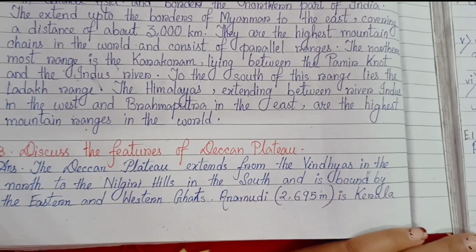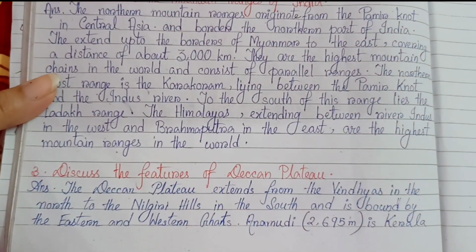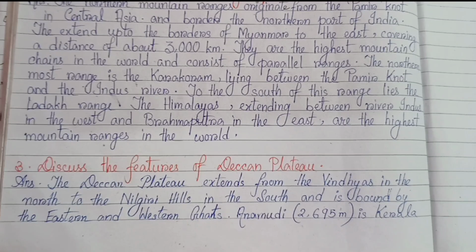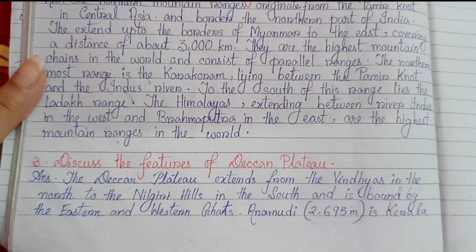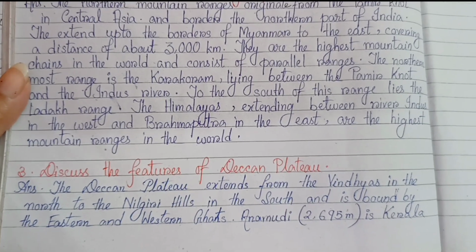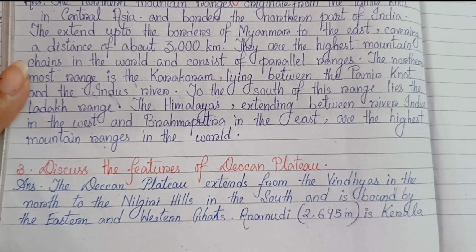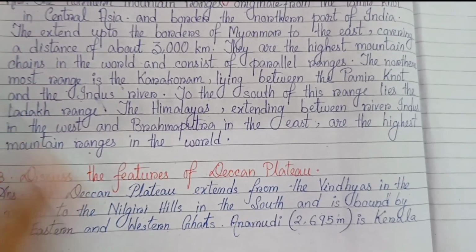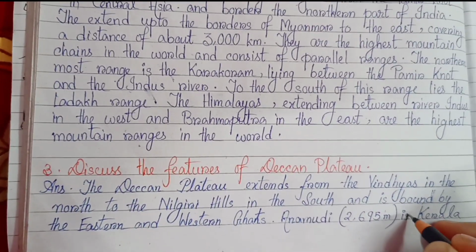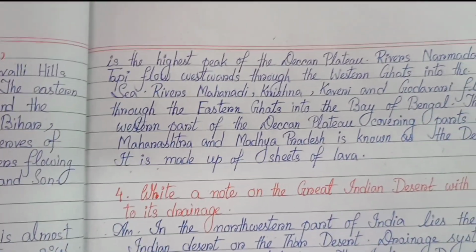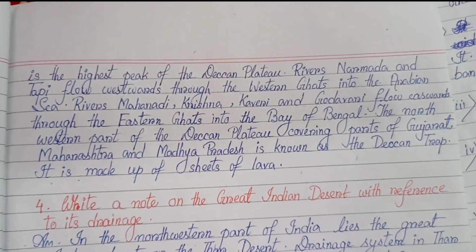Number 3, discuss the features of the Deccan Plateau. The Deccan Plateau extends from the Vindhyas in the north to the Nilgiri Hills in the south and is bound by the Eastern and Western Ghats. Anamudi, 2,695 meters, in Kerala, is the highest peak of the Deccan Plateau.